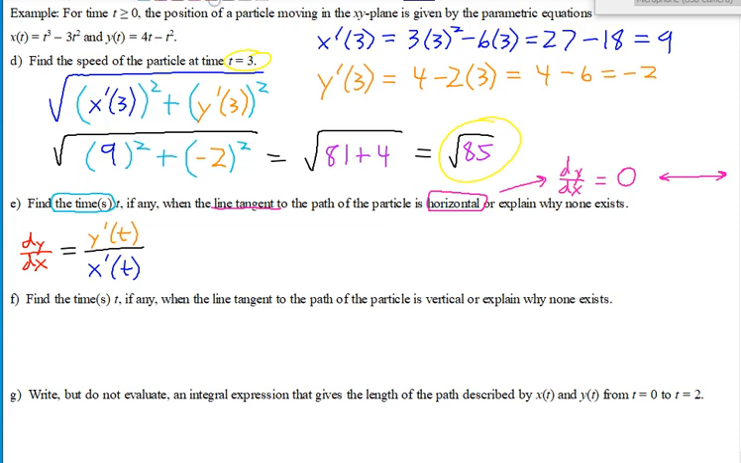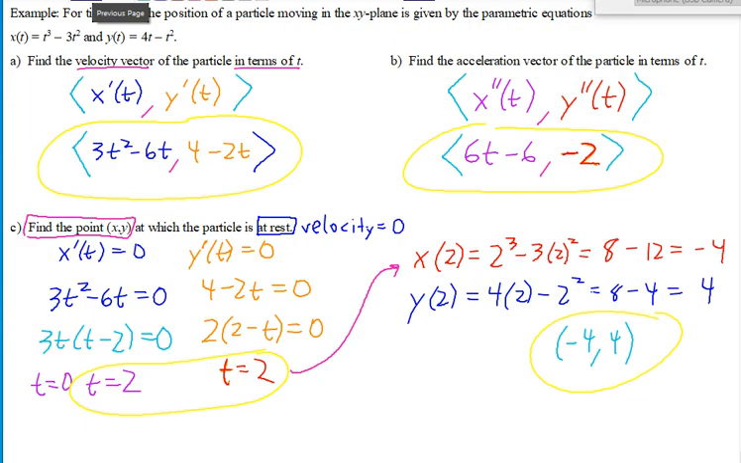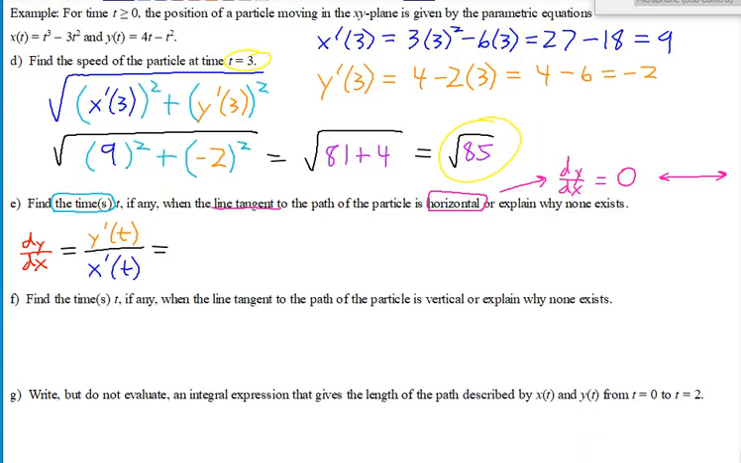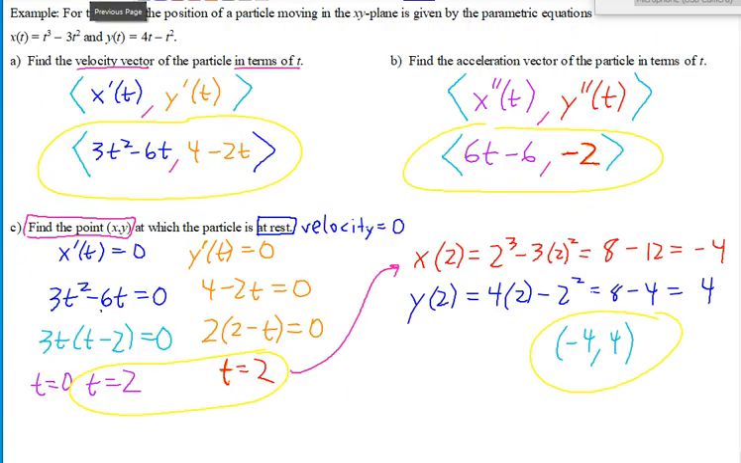So we already figured those out. Those are our two components for velocity, remember? So y prime of t was 4 minus 2t, and x prime of t was 3t squared minus 6t.